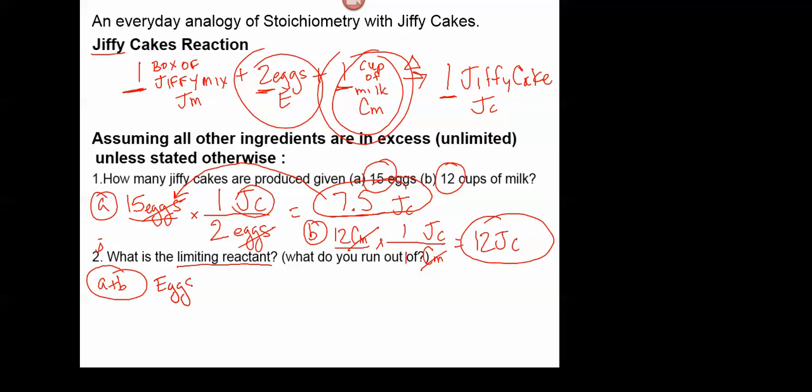And then what I might ask you also is, well, how much can you actually produce? If you have 15 eggs and 12 cups of milk, and eggs limit your reaction, how many Jiffy Cakes can you actually make? And that would be 7.5. I will never get to 12 Jiffy Cakes because I will run out of eggs before I get there. Now we could talk about, well, what's in excess? Well, it's obvious that the Jiffy mix is in excess, but the other reactant that I had was cups of milk, so we'd say cups of milk overall.